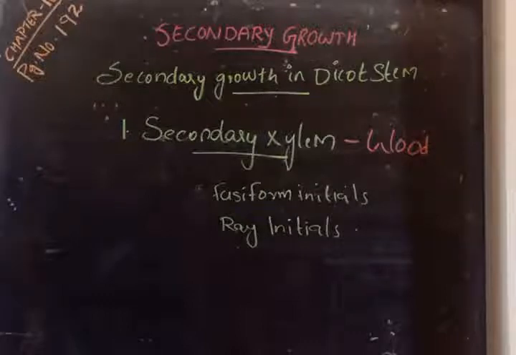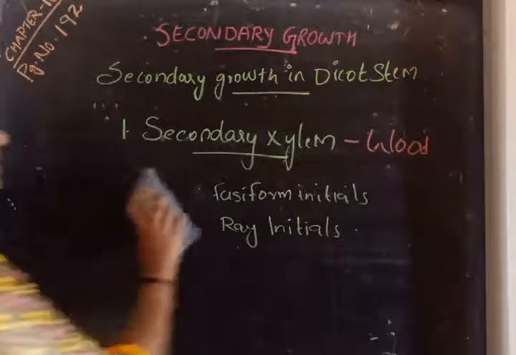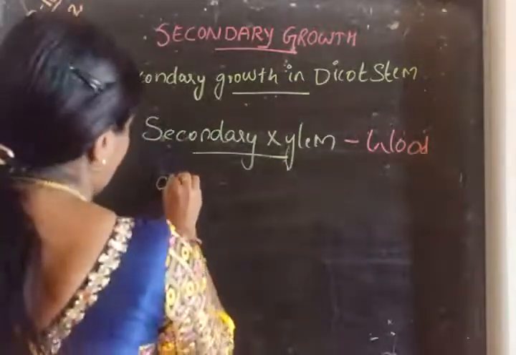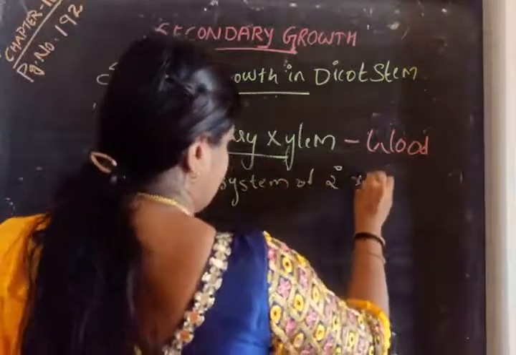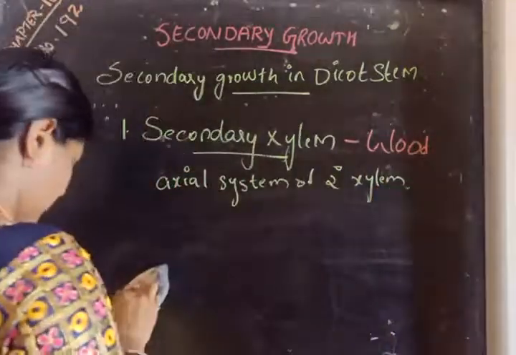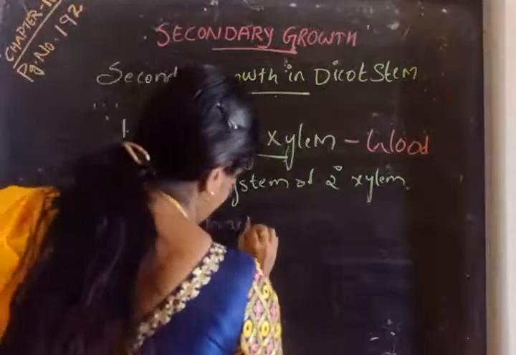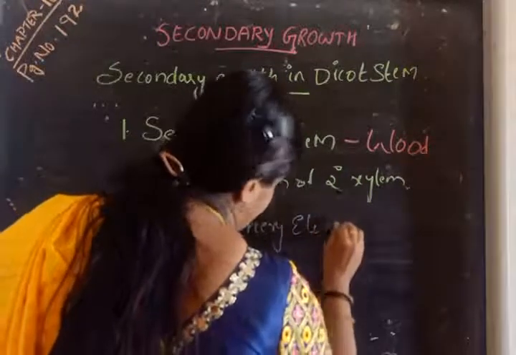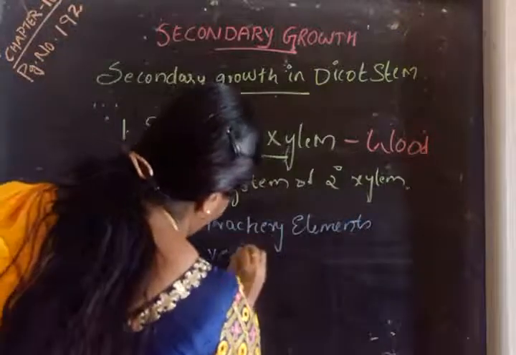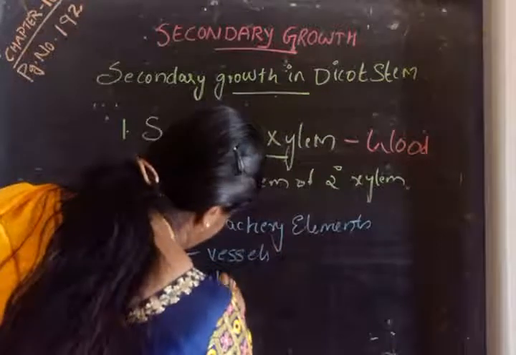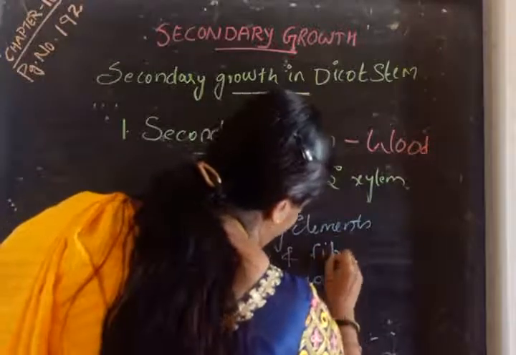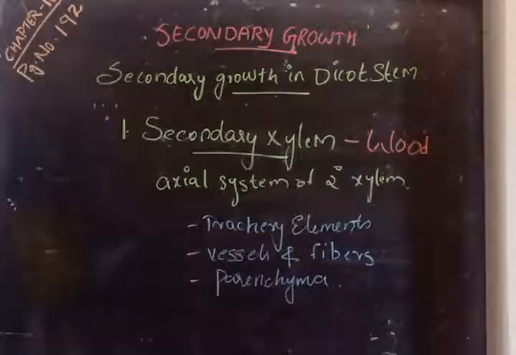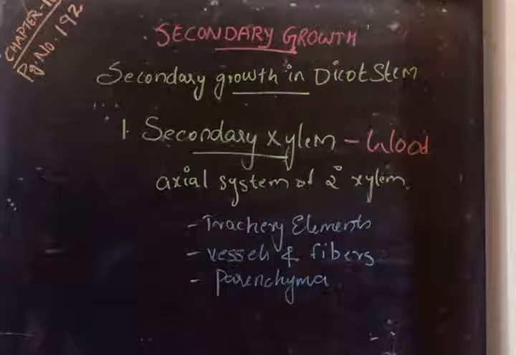The axial system consists of vertical files of tracheary elements, fibers and wood parenchyma. So, the axial system of secondary xylem consists of tracheary elements, vessels, fibers and parenchyma. These are the elements found in the axial system of secondary xylem.